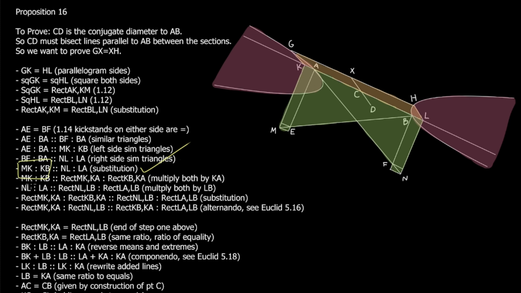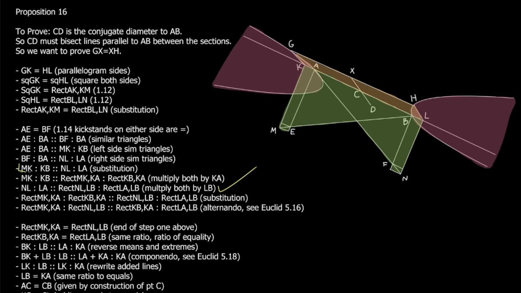Let's take this side of the proportion, rewrite it, and then multiply each side by the common length KA. And when we do that, it'll retain the same ratio because it's multiplying by the same thing on both sides. So we'll do that on one side, and then on the other side we'll bring down NL to LA, and we do the same thing, but we multiply by LB. Multiply NL by LB, multiply LA by LB. And since you're multiplying the same thing on both sides, it retains the same ratio, same idea.